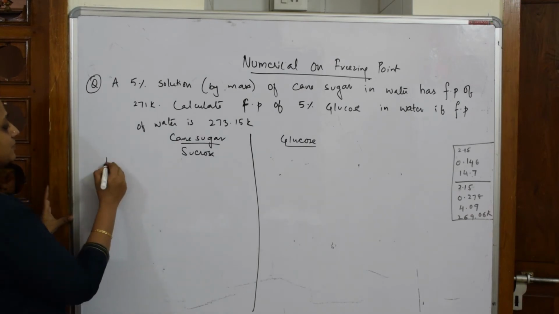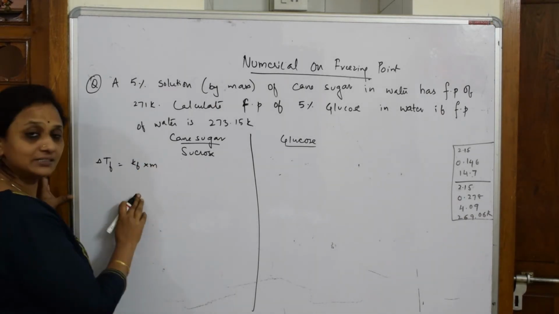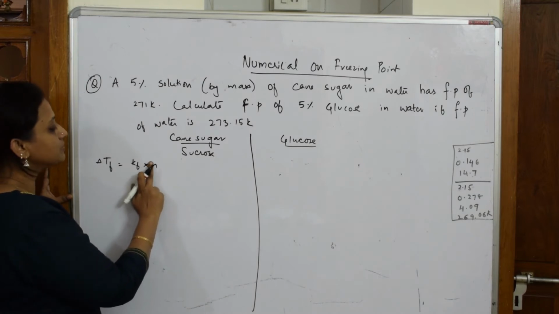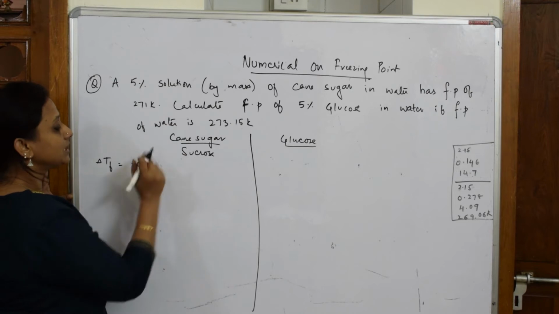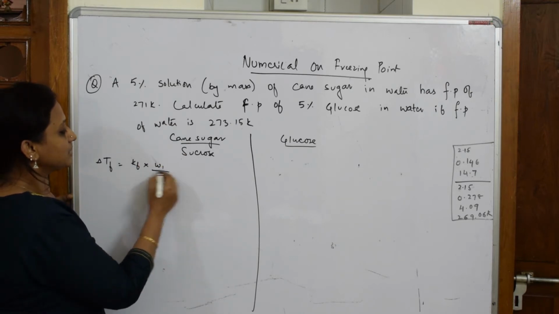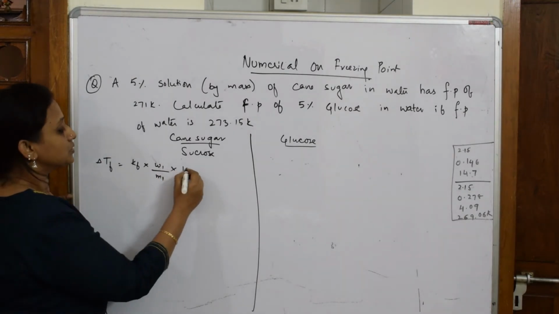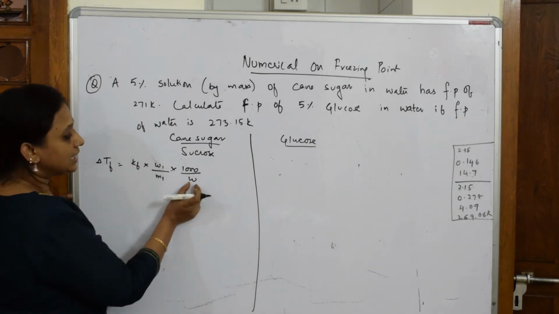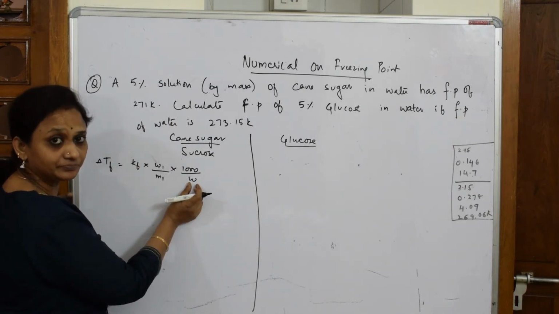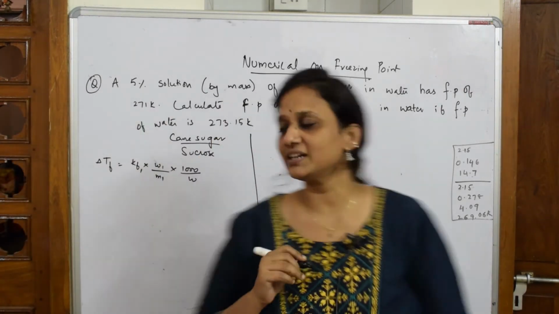Suppose for cane sugar I take delta TF is equal to KF into M, the formula in molality. Here I'm directly writing it: for cane sugar, weight by molecular weight, W1 by M1, into 1000 divided by weight of solvent. This is nothing but number of moles divided by weight of the solvent in kg. Simple, no change. Let me take this KF as KF1. I'll tell you why I wrote that.